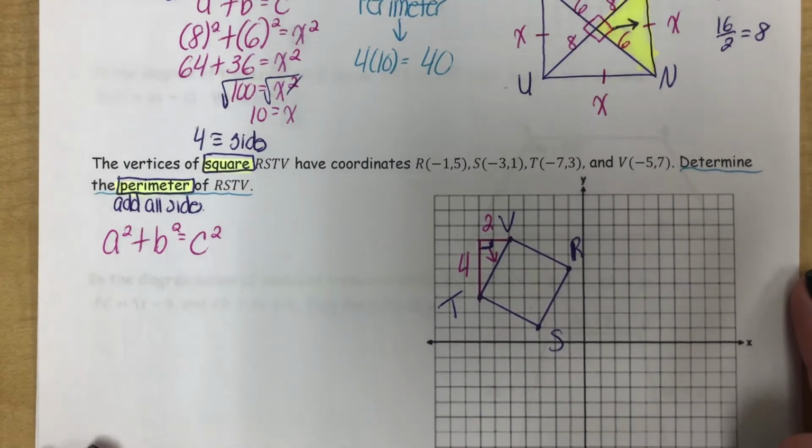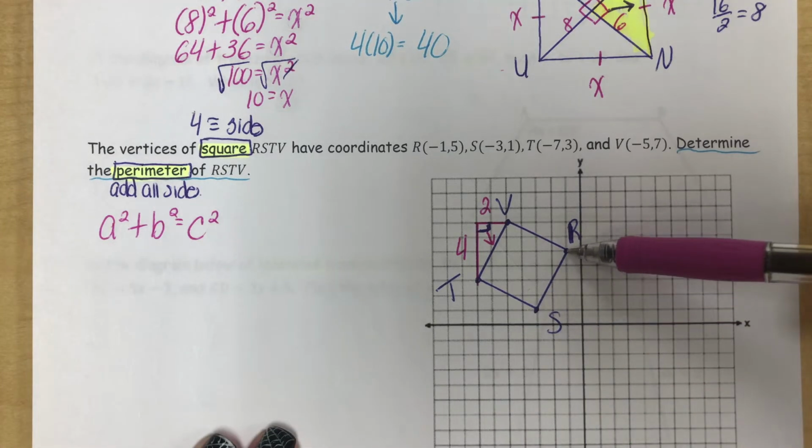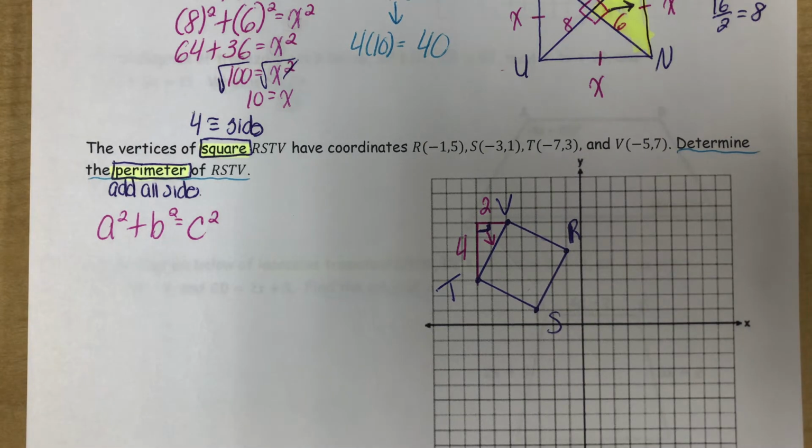Underneath, here we go. The vertices of a square have these coordinates. Again, I just graphed ahead of time just to save us some time. It says determine the perimeter of the square, right? RSTV. So again, I plotted, here I go. I cannot count the boxes on any of these sides because they are not vertical or horizontal on the coordinate plane, right? They're on a diagonal.